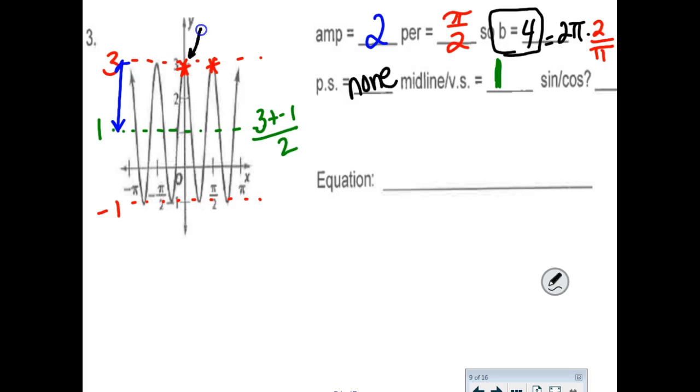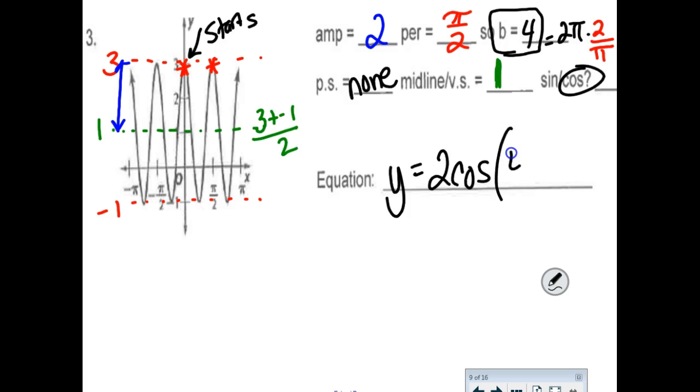And if we're claiming it starts right there, that means you got a cosine. So y equals 2 cosine of 4 theta. And then this time there is a vertical shift of up 1, so make sure you have a plus 1 off to the side there.